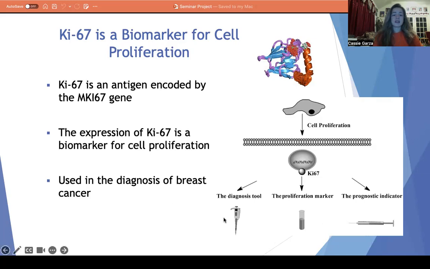It can be used as a diagnostic tool, as I mentioned with breast cancer. It's used to diagnose breast cancer. There also can be a prognostic indicator.